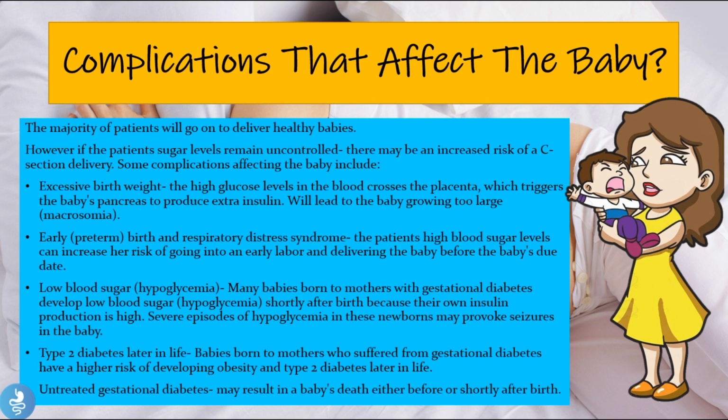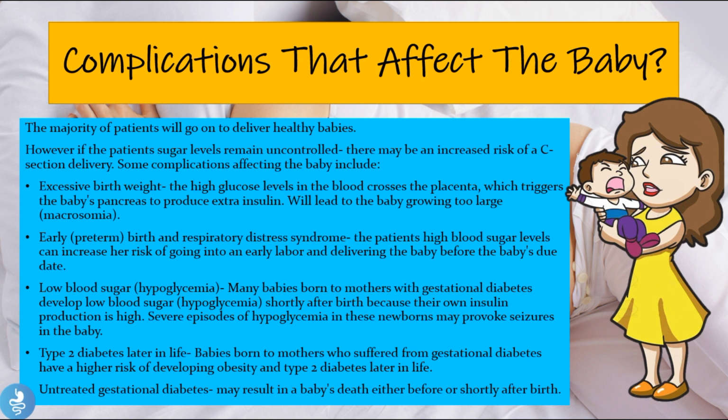It may also lead to an early preterm birth and respiratory distress syndrome in the newborn. So the patient's high blood sugar levels will increase her risk of going into an early labor and delivering the baby before the due date. So these babies usually have not fully developed lungs, which may go on and lead to a respiratory distress syndrome in them.